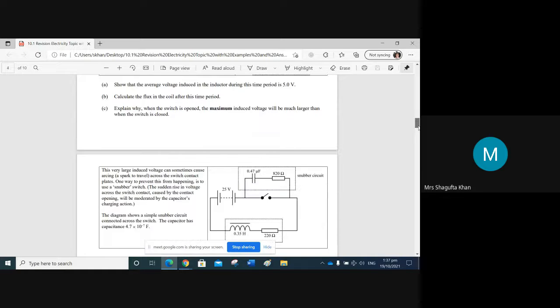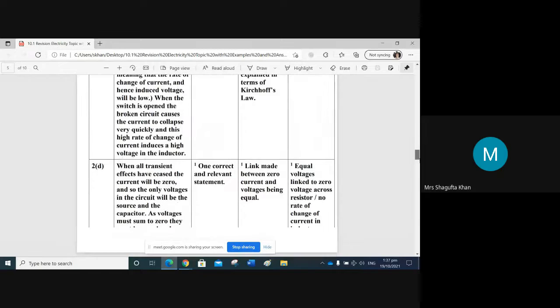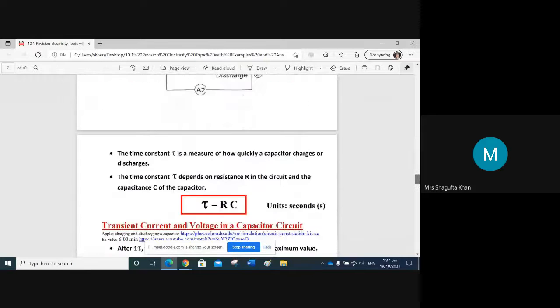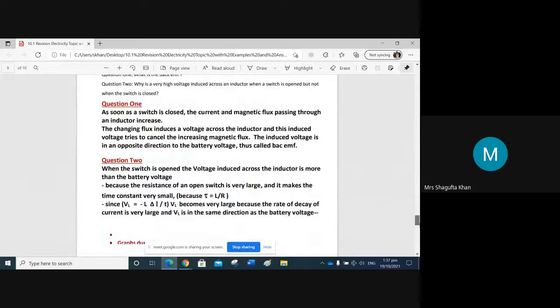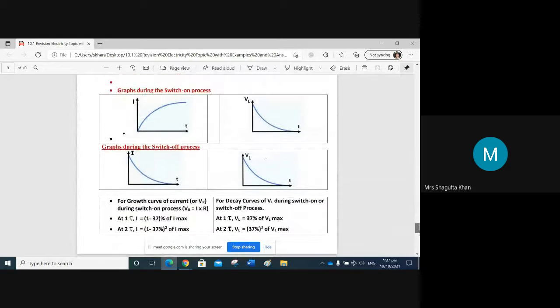So the graphs look something like this. During the switch on process, current, instead of becoming maximum instantly, will increase exponentially like this, with a delay. Voltage across the inductor will be maximum at the beginning, and then it will decrease.